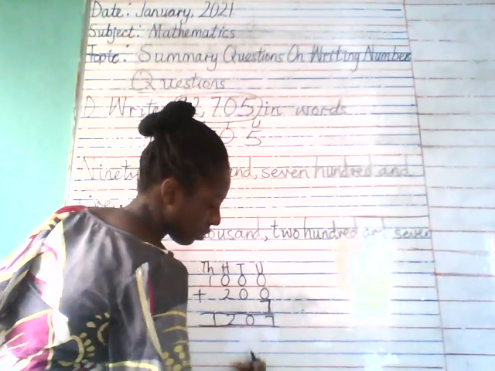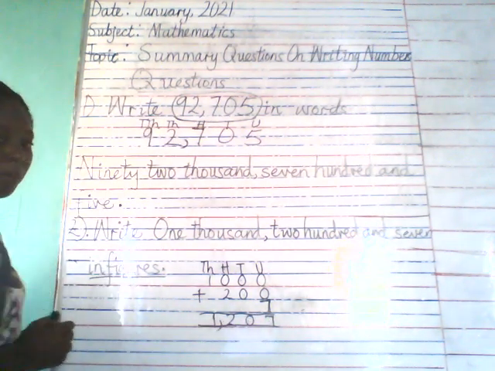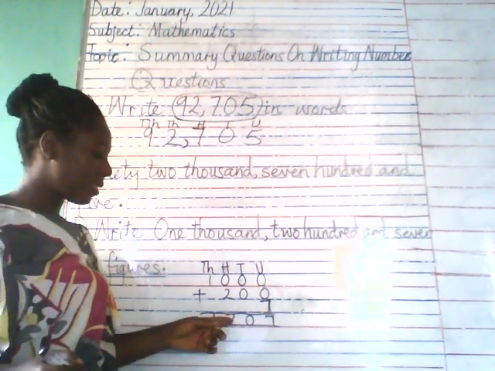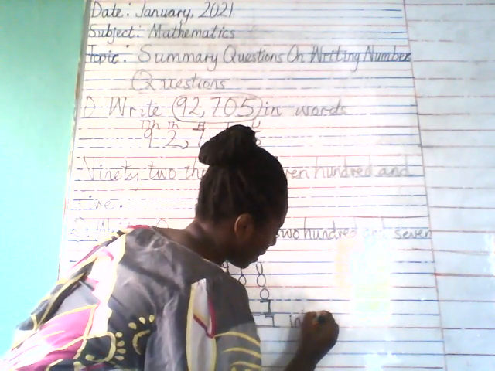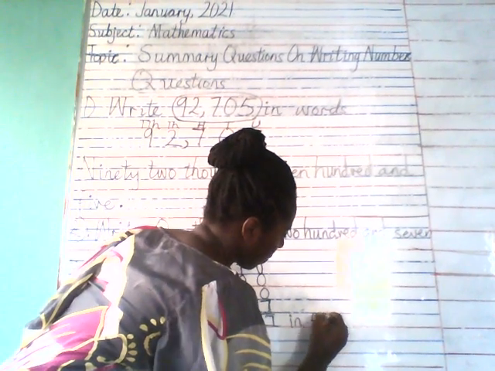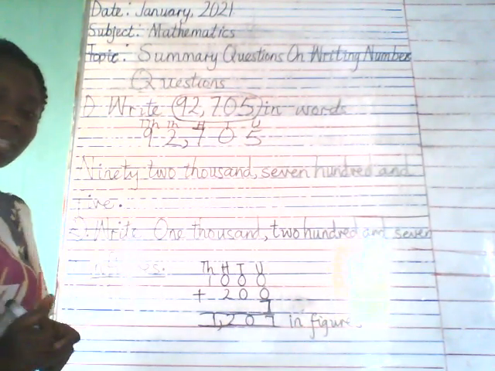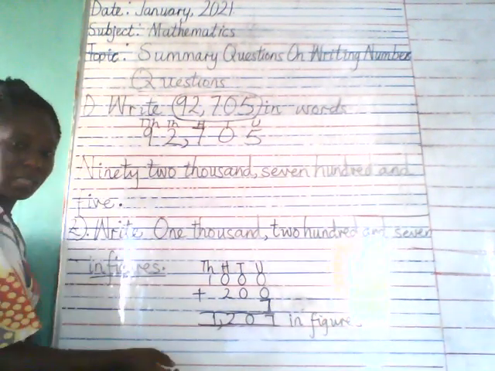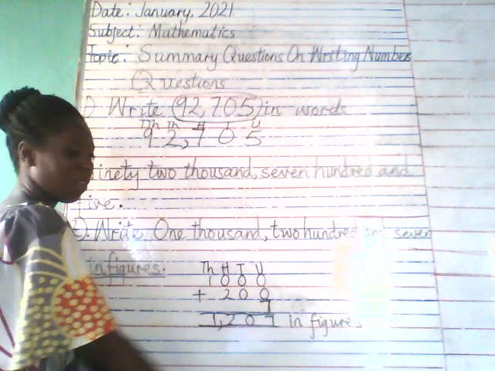I count in threes from the back. 1, 2, 3 to write my comma. So this is 1,207 in figures. This is how to write it in figures. Okay?